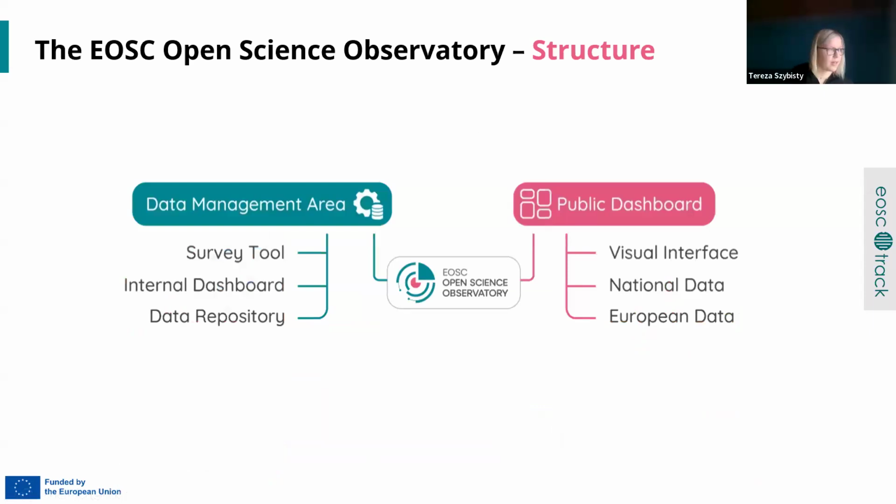Well, let's now come back to the Observatory. So maybe you don't know, but the Observatory has 2 distinct parts, each serving a different purpose. On one side, we have the data management area. This is sort of an internal layer at the back of the observatory, and this is where we collect the data, validate the data, and manage the data. Some of you probably have experience with this data management area because you are filling in the survey in it.